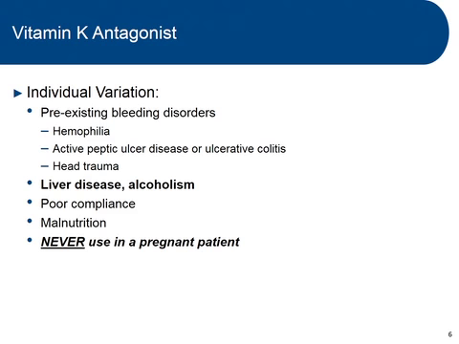Some sources of individual variation. Pre-existing bleeding disorders. So patients who have, for example, hemophilia would be at increased risk of bleeding if they're also given warfarin. Active peptic ulcers or ulcerative colitis, head trauma, some of the similar situations that we talked about with some of our other anticoagulants. This drug is metabolized by the liver, so patients with extensive liver disease or alcoholism will definitely need lower doses.